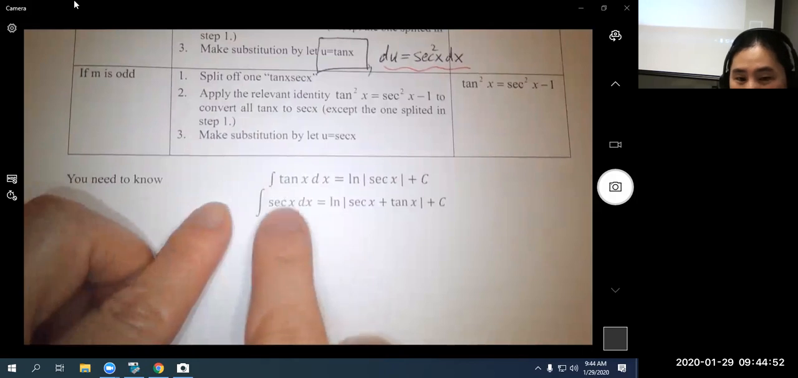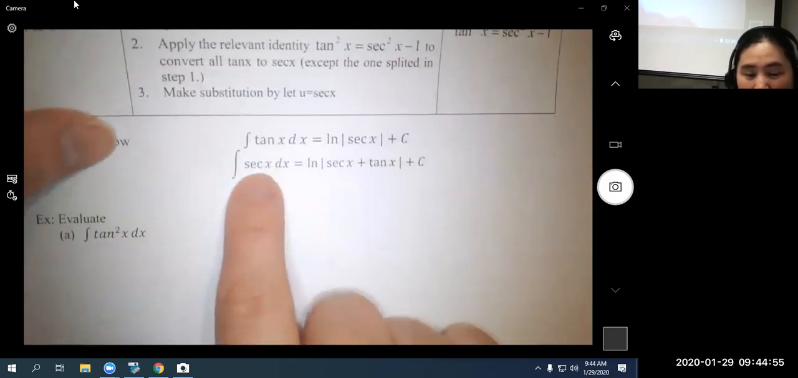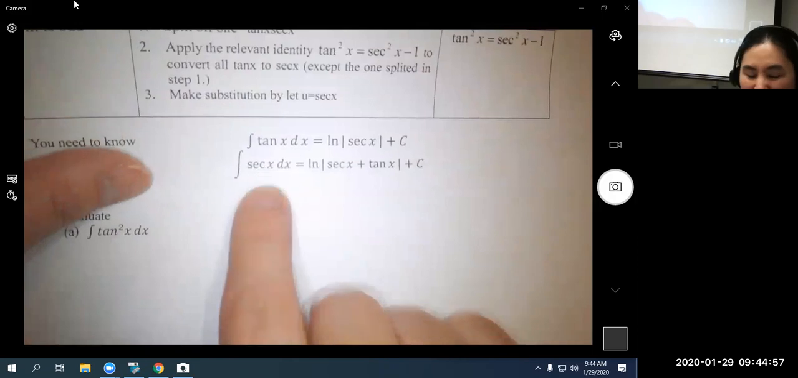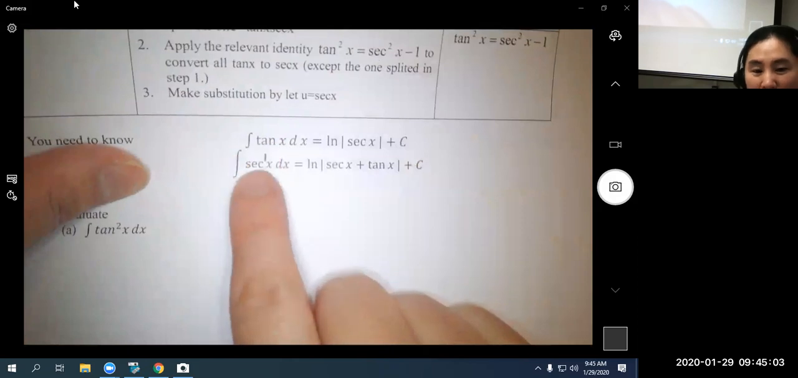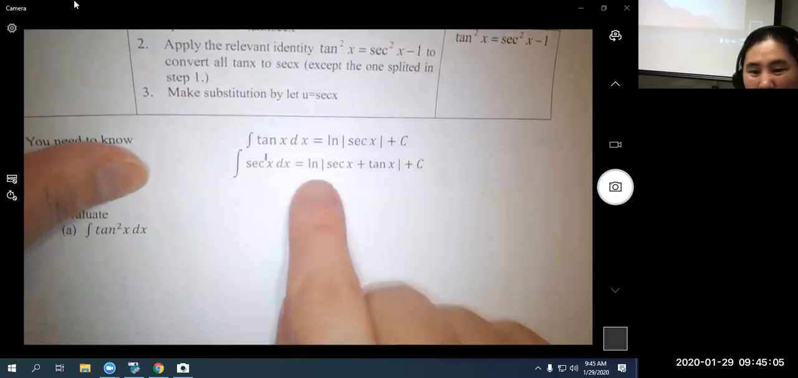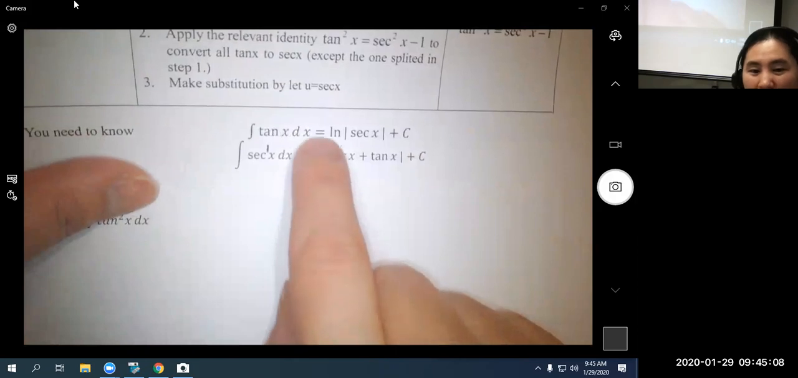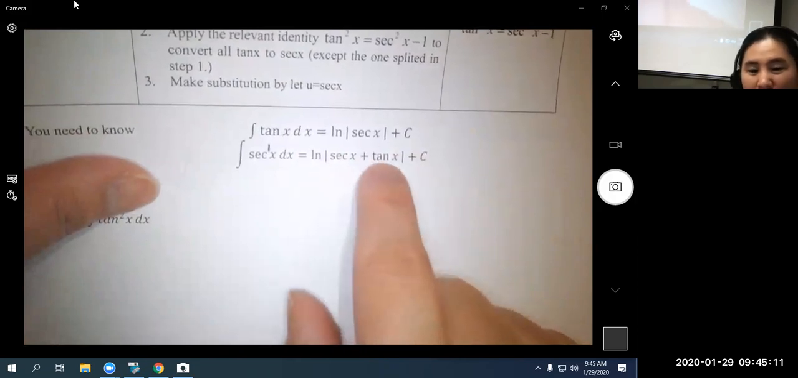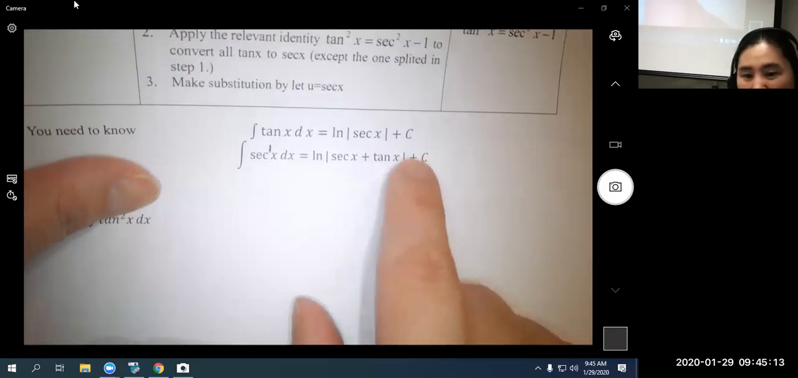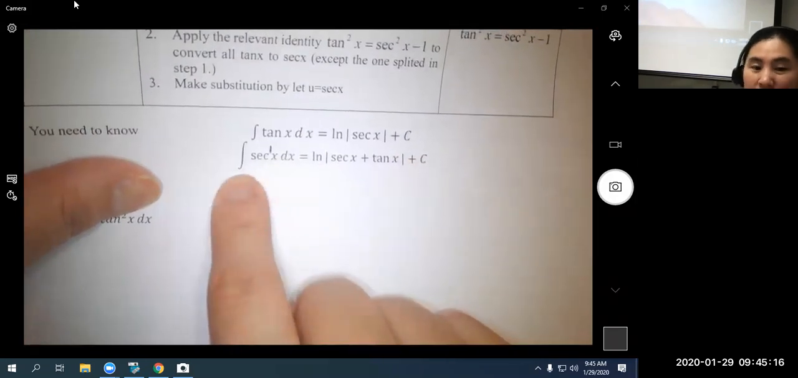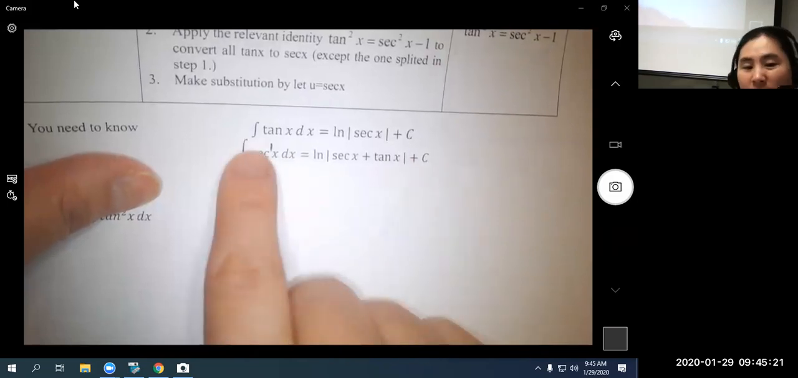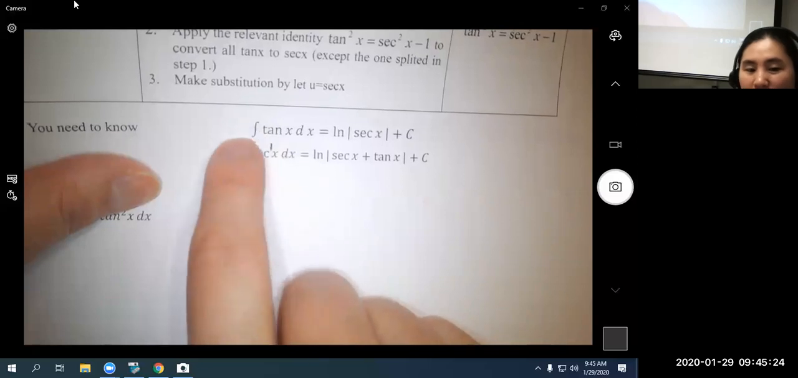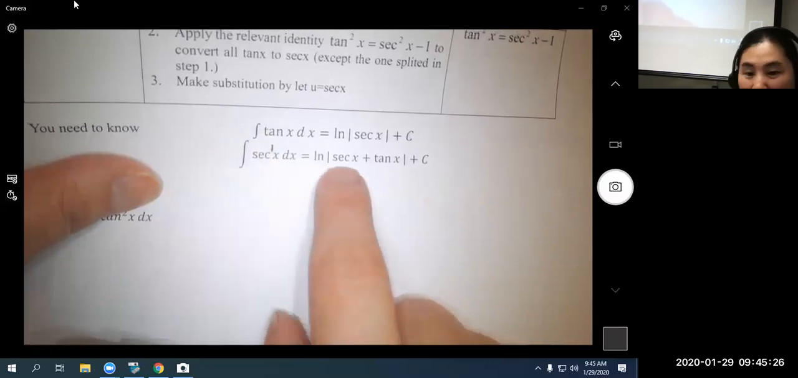So how about when we encounter not a secant x squared, but just a secant x itself? What is the antiderivative for secant x? It is ln of the absolute value of secant x plus tangent x, plus the constant c, because this is an indefinite integral. Please put this on your formula sheet. Later, if you have a secant x integral, just write down this result directly.